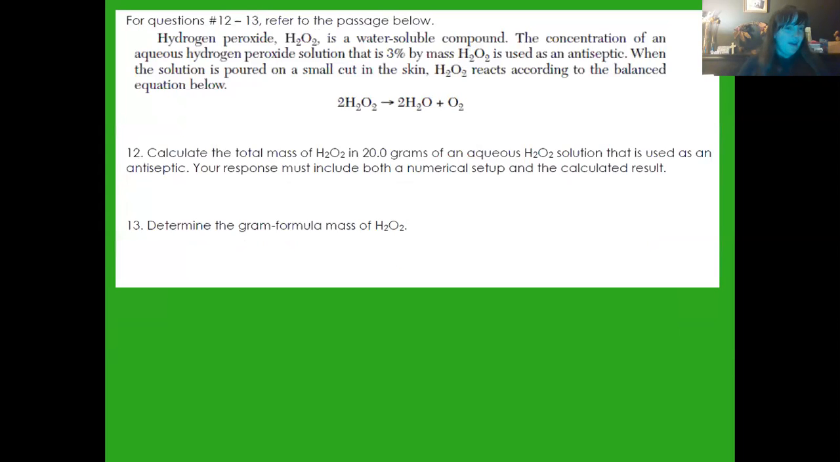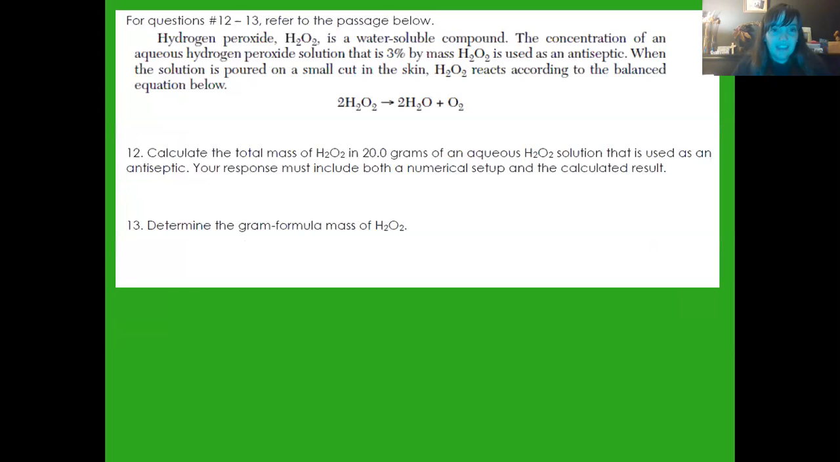Okay. All right. Next question. This is about hydrogen peroxide, H2O2, which is a water-soluble compound. The concentration of an aqueous hydrogen peroxide solution that is 3% by mass H2O2 is used as an antiseptic. When the solution is poured on a small cut in the skin, H2O2 reacts according to the balanced equation.